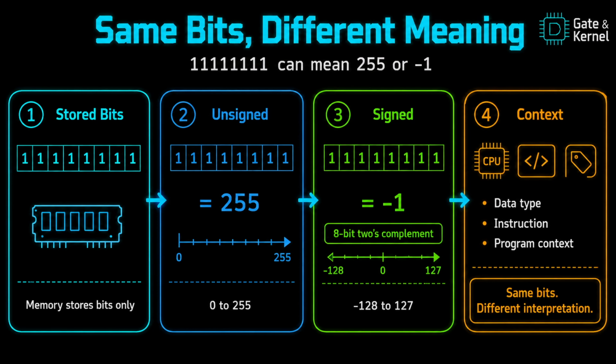Chapter 6. The same bits can mean 255 or -1. Consider 8 binary ones again. The hardware stores only those 8 bits. If software treats them as unsigned, the value is 255. If software treats them as signed 2's complement, the value is -1. Memory itself does not store a label saying positive, negative, signed, or unsigned. A data type, instruction, or program tells the processor how to interpret the bits. This idea is fundamental. The same bit pattern can have different meanings in different contexts.